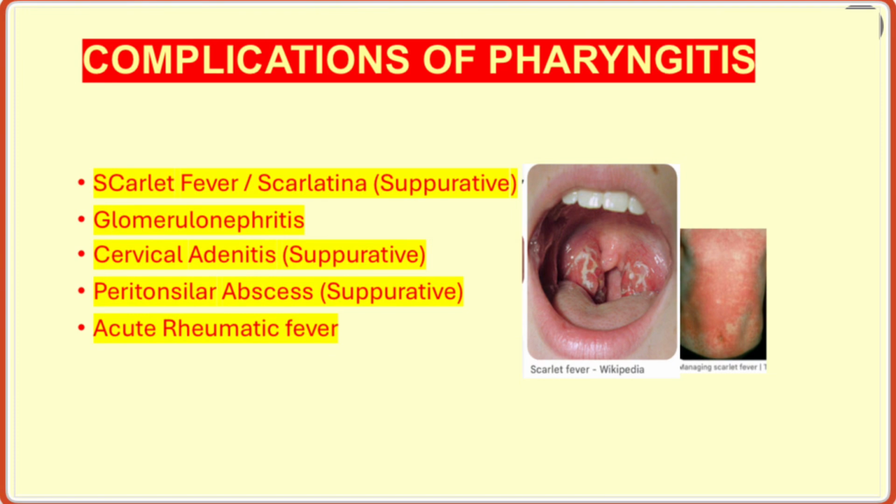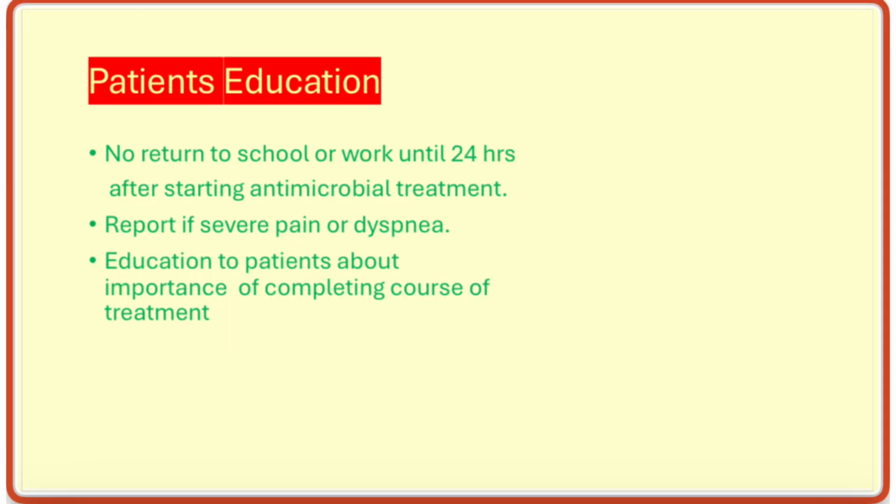That is why identifying streptococcal infection in young children or young adults is very important, because we can prevent rheumatic fever, which is a leading cause of death. Acute rheumatic fever is a major topic which itself needs a full video, so I'm not discussing that in this video. Next is education to patients and follow-up.